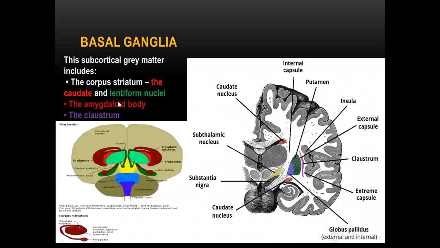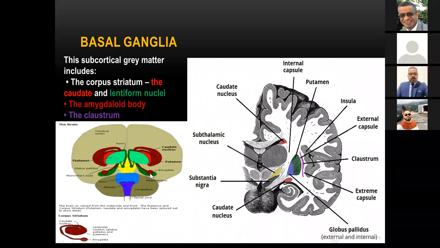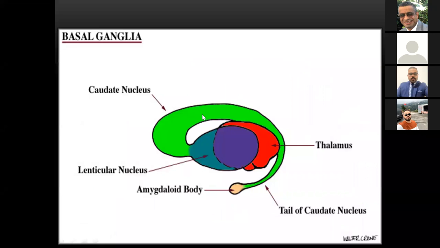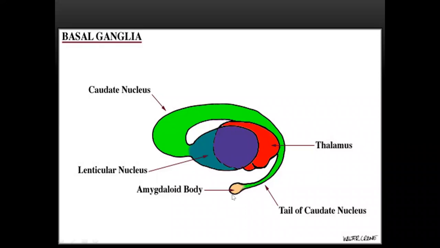The amygdaloid body, which is connected to the lower end of the caudate nucleus, is located in the temporal lobe, and the claustrum is lateral to the lentiform nucleus. These are known as the basal ganglia. Here is another picture showing the caudate nucleus, which consists of the head, body, and tail. The tail ends with the amygdaloid body, and here is the lentiform nucleus.